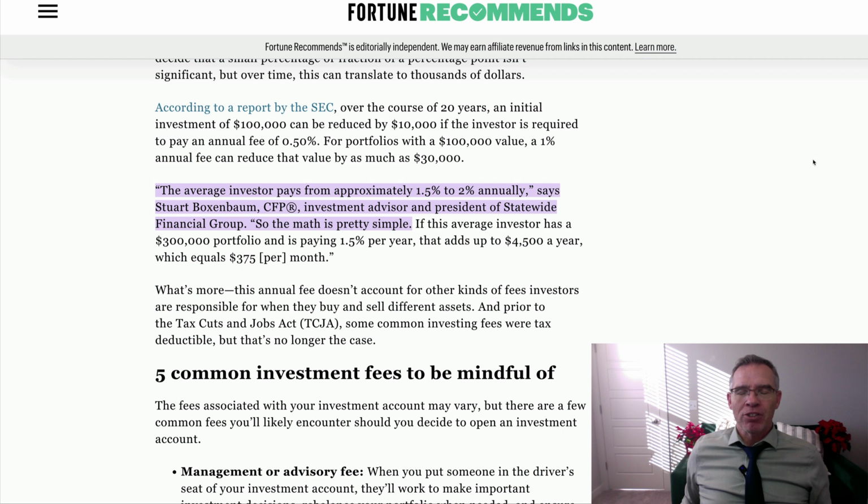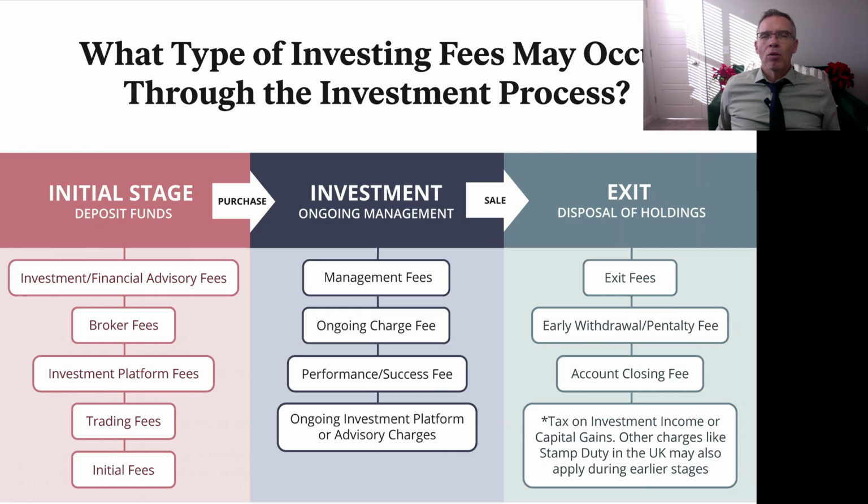That is the average investor. That actually astounds me, 1.5% to 2% annually. Part of the way that happens is that these fees can add up. This is a nice graphic that gives you an idea of just the type of fees you may end up paying.